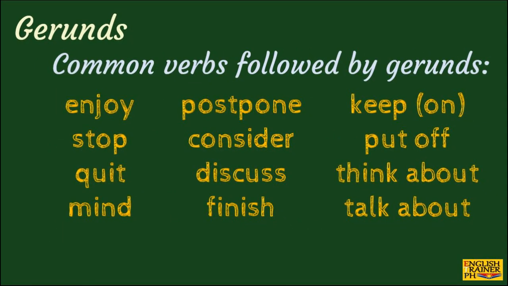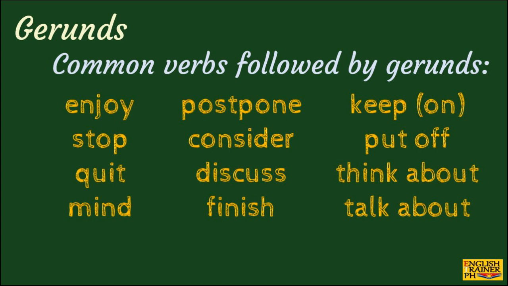Here are some common verbs and phrasal verbs followed by gerunds. You have enjoy, stop, quit, mind, postpone, consider, discuss, finish, keep on, put off, think about, and talk about. So some examples here could be something like I don't mind waiting, or you can say let's postpone grading the students or something like that. So it is very common for these verbs to be followed by a gerund, and you can use them in any combination that you want.